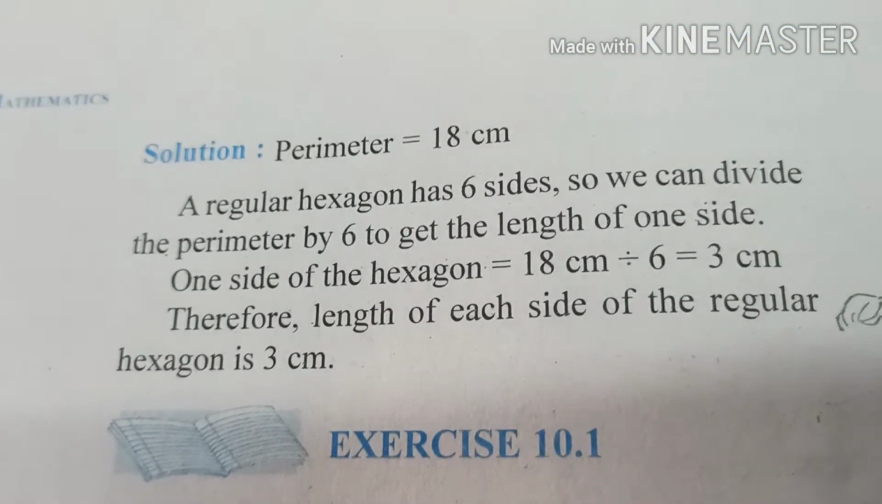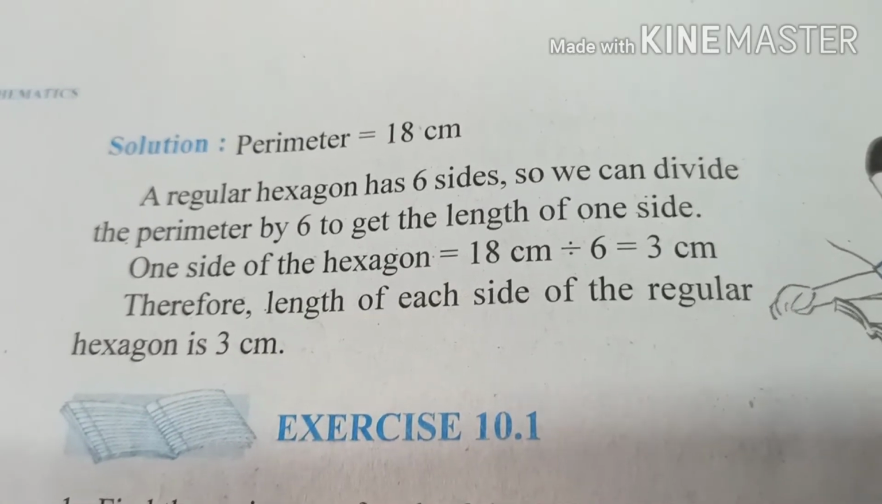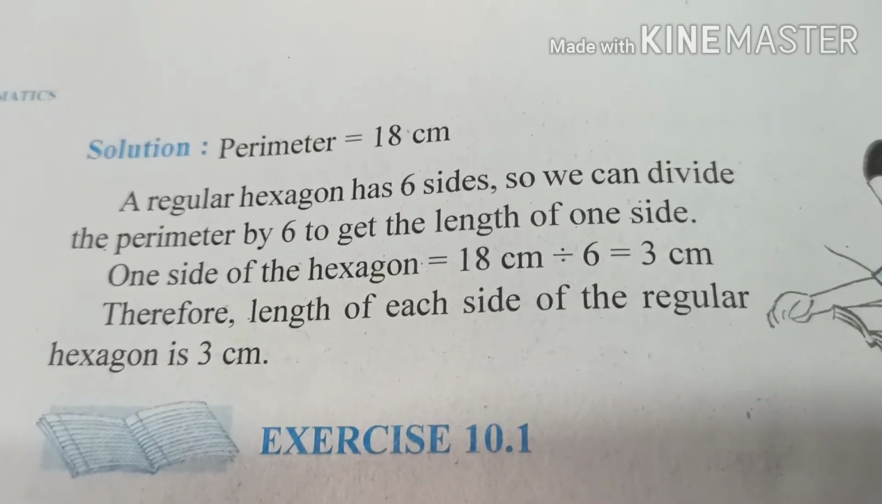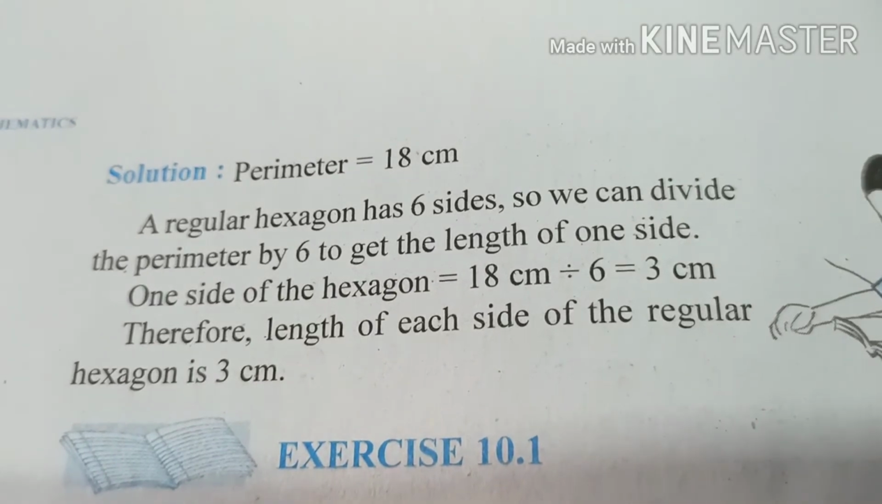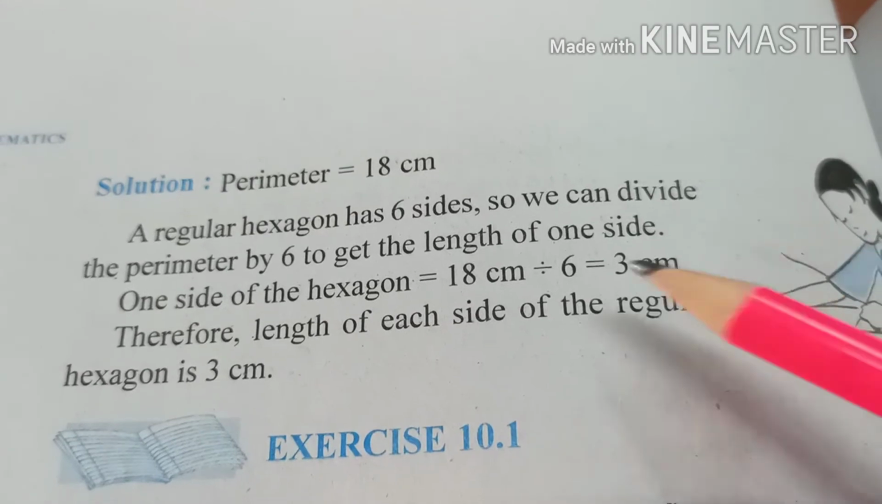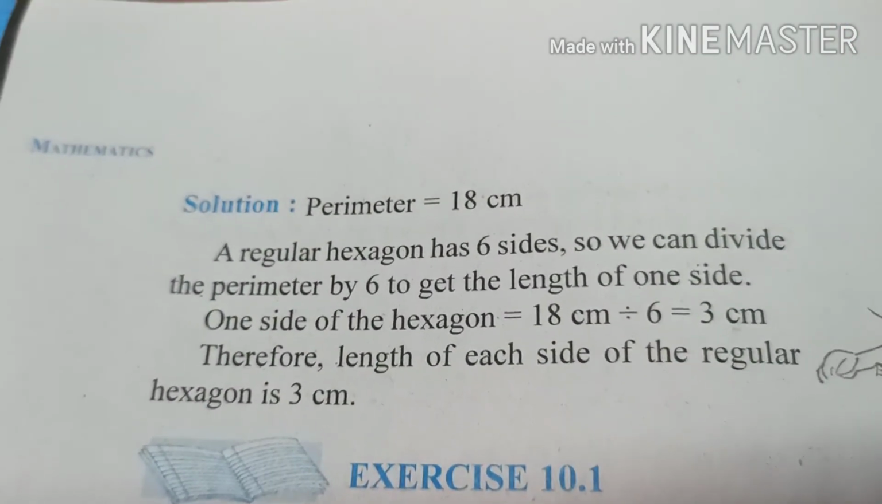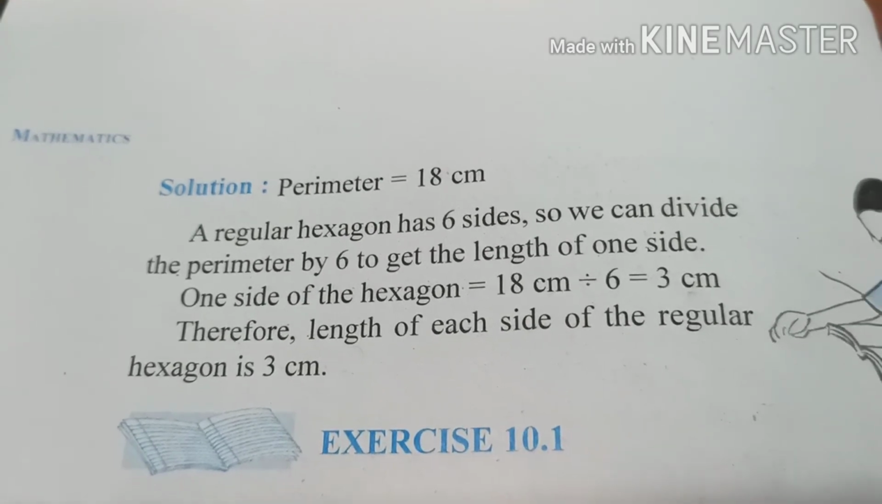So perimeter is equal to 18 centimeter, that we know. A regular hexagon has 6 sides, so we can divide the perimeter by 6 to get the length of one side. So one side of the hexagon is equal to 18 centimeter divided by 6. So what answer are you getting? 3 centimeter. So this way also we can solve the questions. So this is all about your theory part of perimeter.